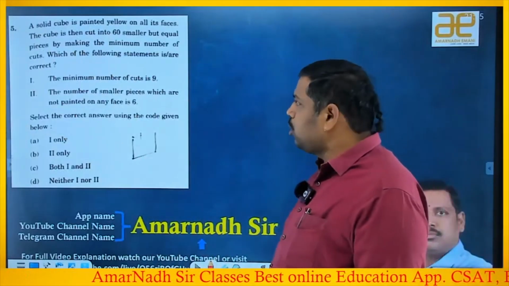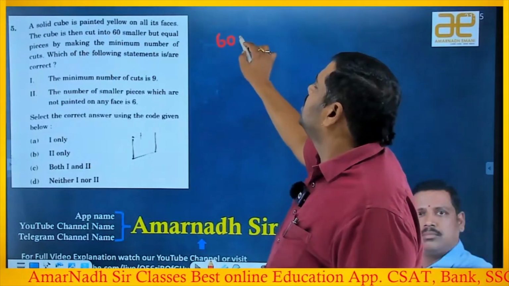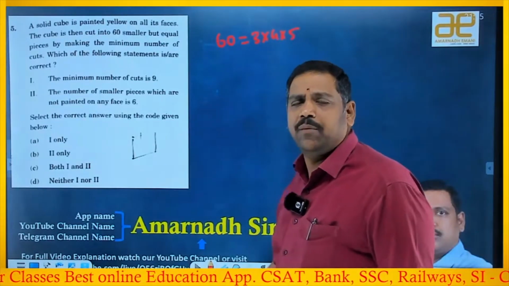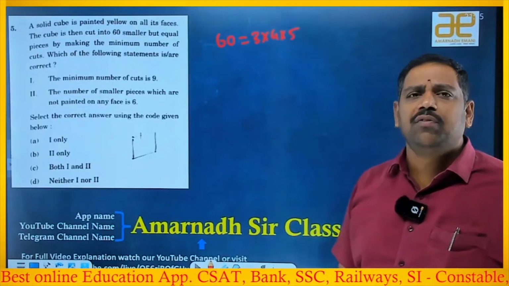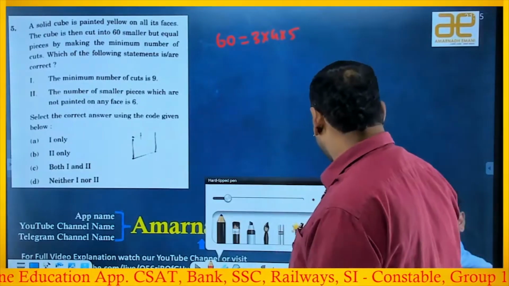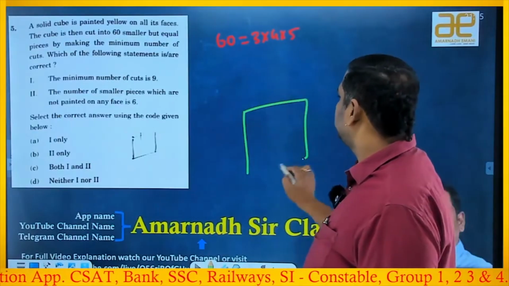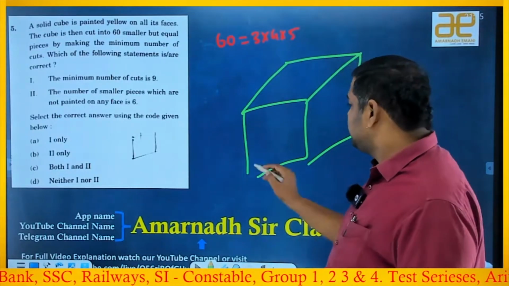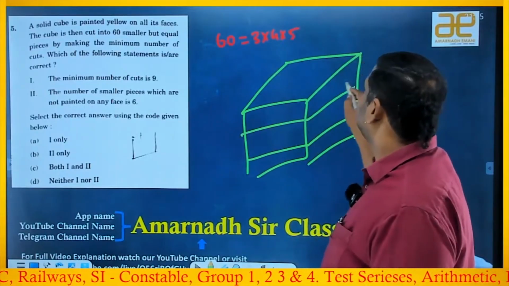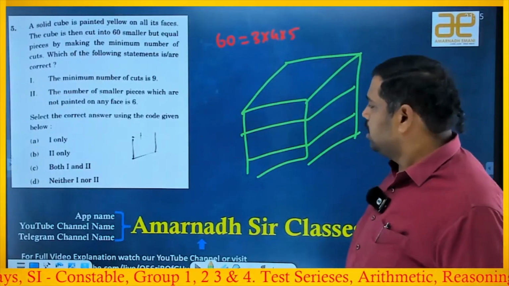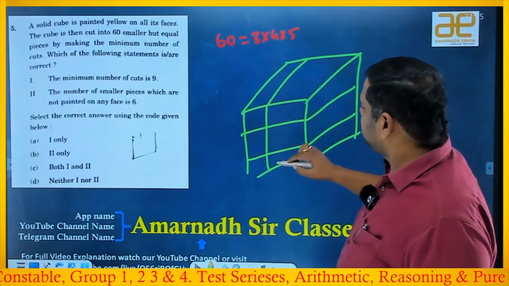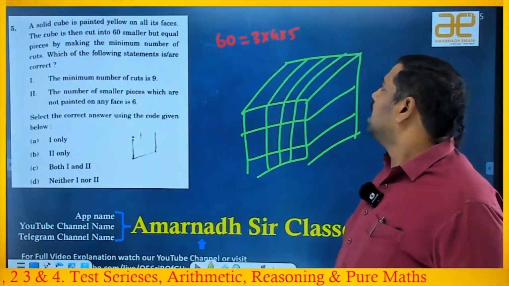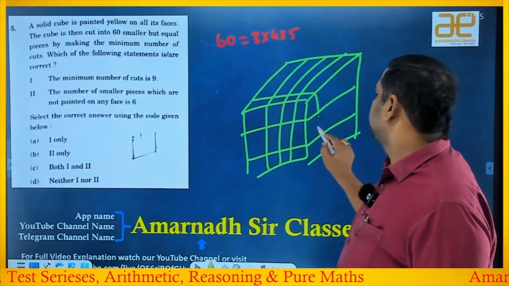So then what we can observe is, 60 small pieces you want, right? We know that 60 is equal to 3 into 4 into 5, right or wrong? So 3 into 4 into 5 means that, suppose this is the cube that you have taken, the larger cube. This face I am making into 3 pieces. Now this face I'll make into 4 pieces. Observe, 4 pieces. Now this one I'll make into 5 pieces.